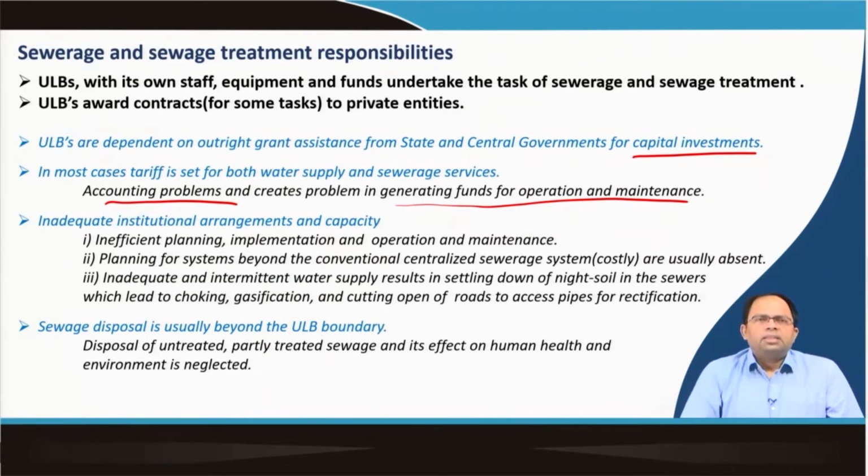Then ULBs have perennial issues of inadequate institutional arrangements and capacities. So, this is one of the main problems that hounds these ULBs. And primarily this results in inefficient planning, implementation and O&M services. And then usually they think mostly about conventional centralized sewerage systems, like sewer networks, which is a costly system, and new kinds of thinking are usually absent.